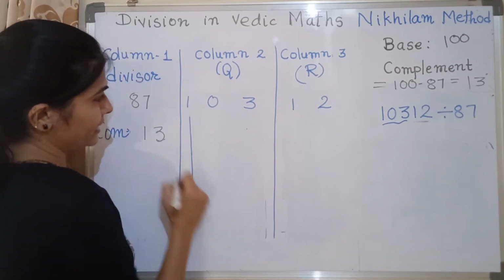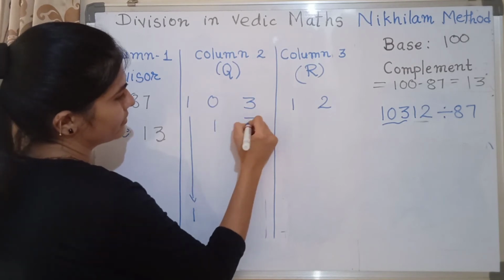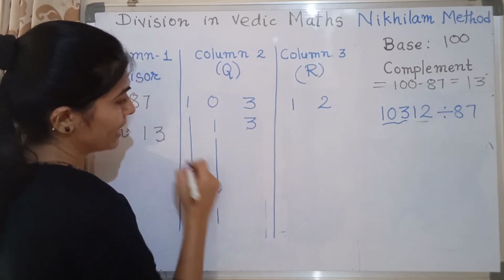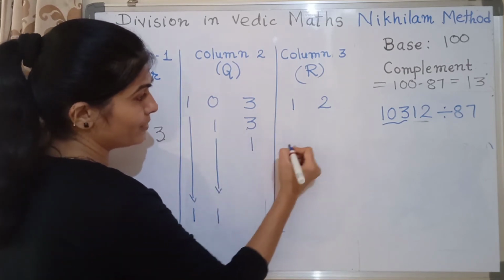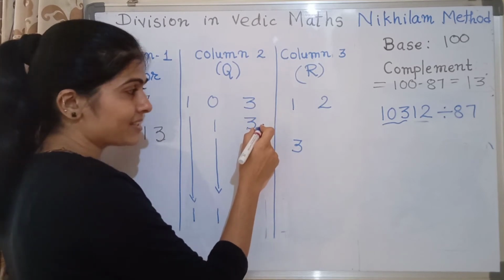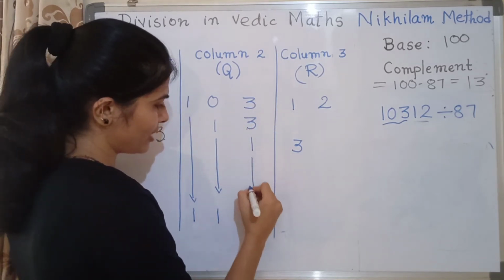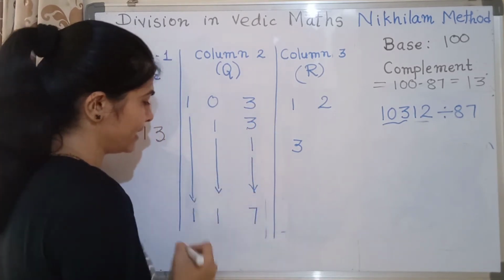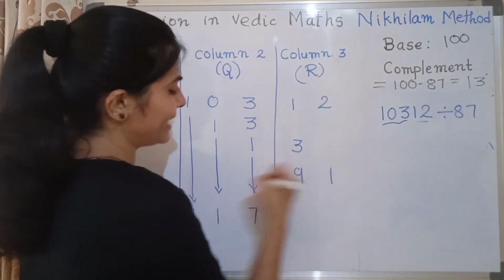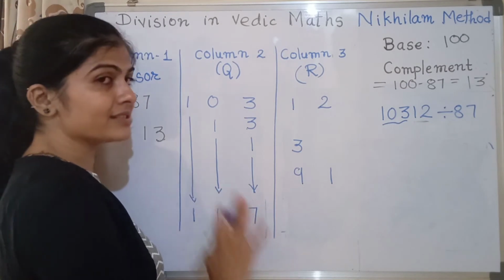Right? Now 13 ones are 13, so I should write 13 over here. Now 0 plus 1 is again 1. Again 13 ones are 13, so 1 should be written over here and 3 should be written over here. Now 3 plus 3, which is 6, plus 1, 7, so I should bring the 7 down over here. 13 sevens are 91. So I wrote 91 over here, and now the procedure is completed.